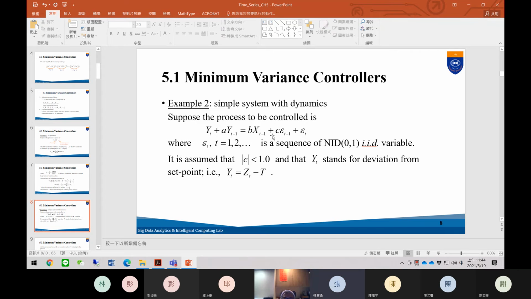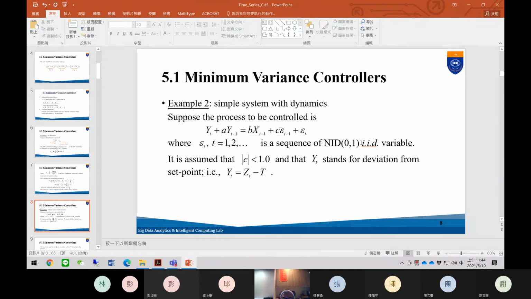Yeah. This is MA, right? Moving average. Okay, this is moving average. Where epsilon t is the sequence N(0,1) IID.